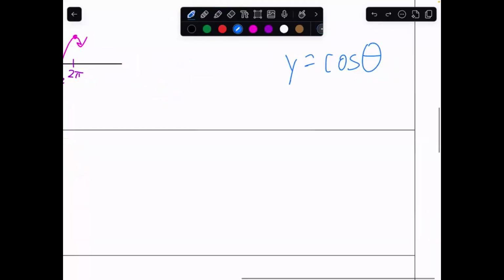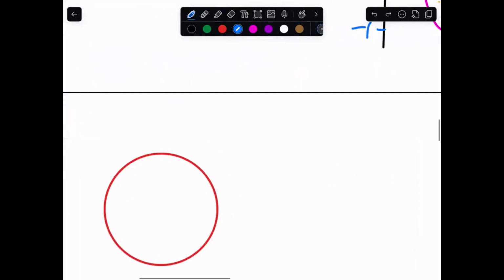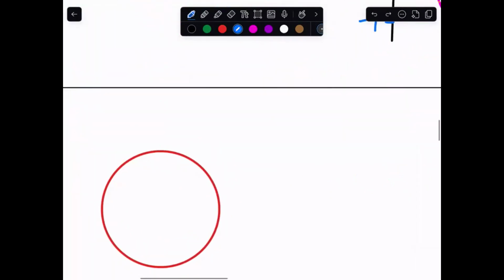Okay, so we've already talked about how to sketch the parent function, just y equals cosine theta with no transformations. But we want to make sure we know how to graph y equals a cosine theta plus k, with vertical changes. Okay, so the angles are no different than they were before.